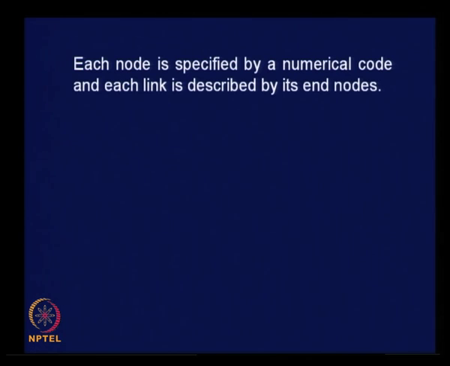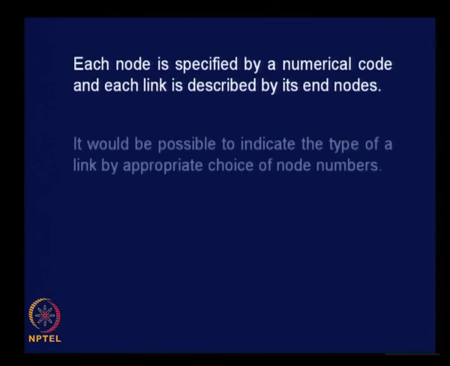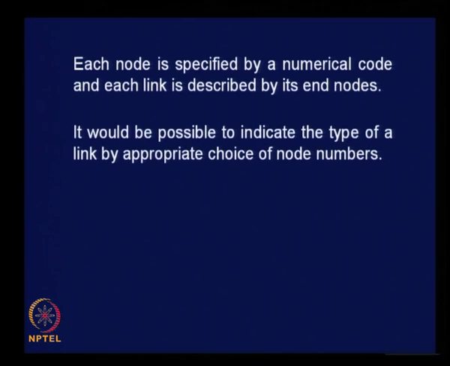And each node, as we know, is specified by a numerical code as we have seen, and each link is described by its end nodes, 315, 316 as I told you. And it would be possible to indicate the type of a link by appropriate choice of node numbers. What do you understand by type of link?